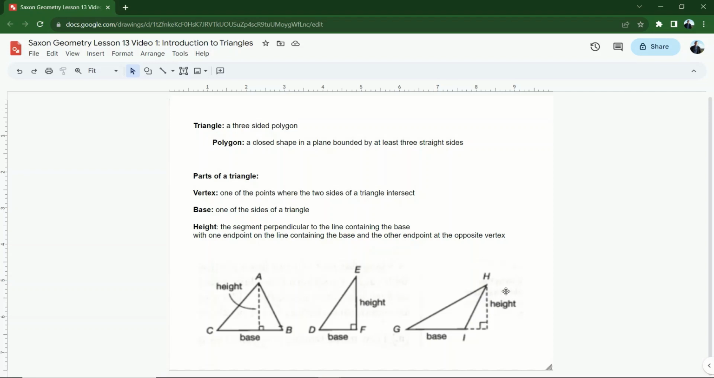Now, this could all be fixed. Instead of choosing GI to be the base, if I chose HG to be the base, then my height would fall inside my triangle and would be a little easier to deal with. All right, in the next video, we're going to talk about the types of triangles as well as how to calculate the area of a triangle.